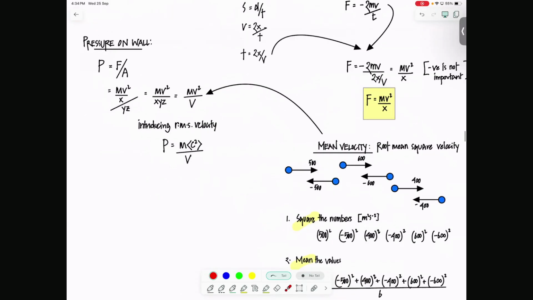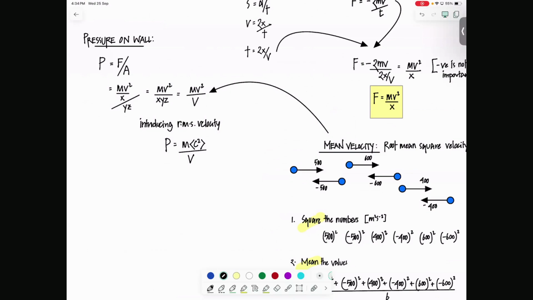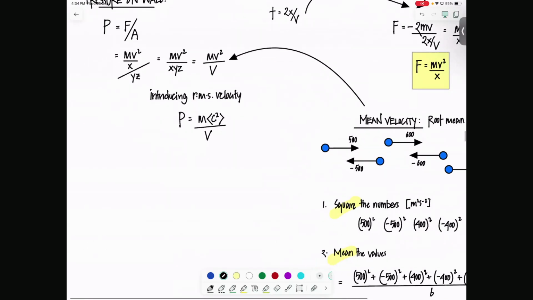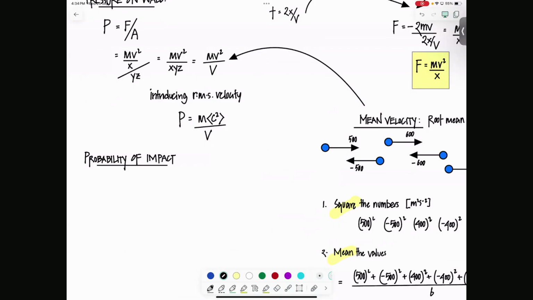Okay, so the last part, the final part here, is a slightly random thing: probability of impact. Okay, there are multiple ways of approach. When we do question papers, I'll also show some mark scheme versions of it. I want to first explain here.